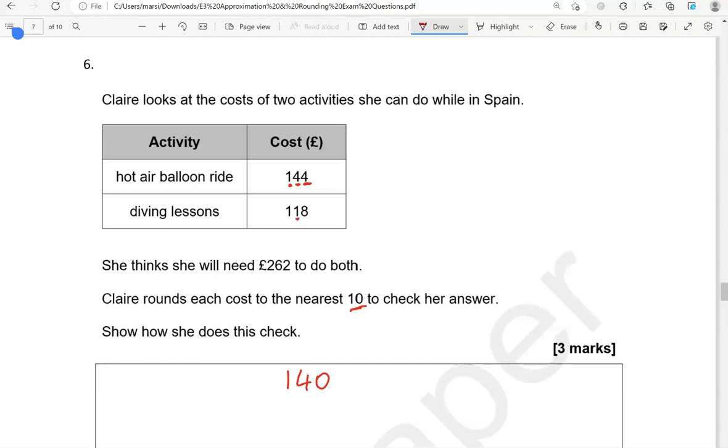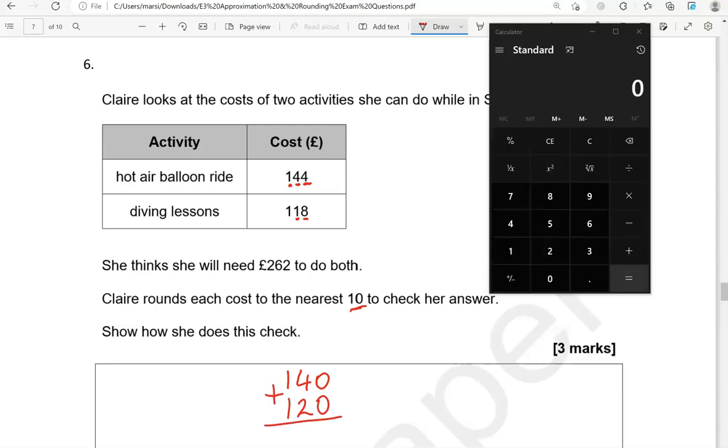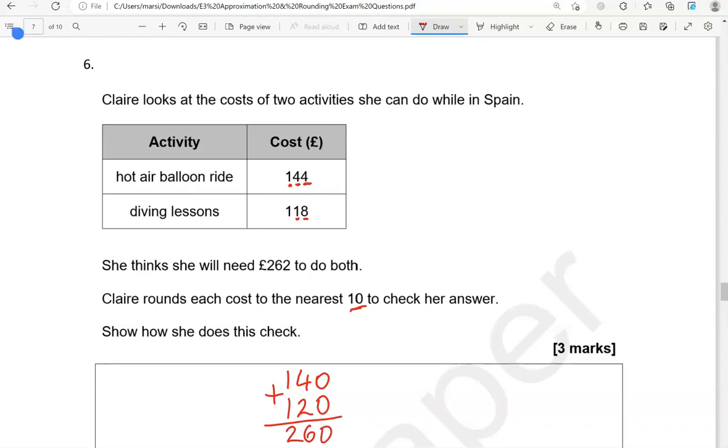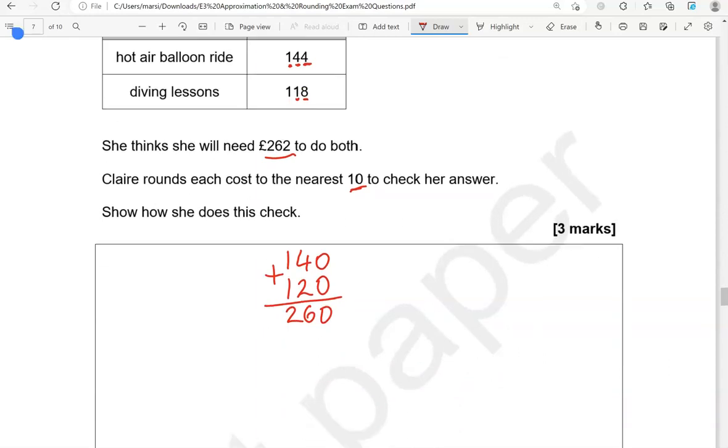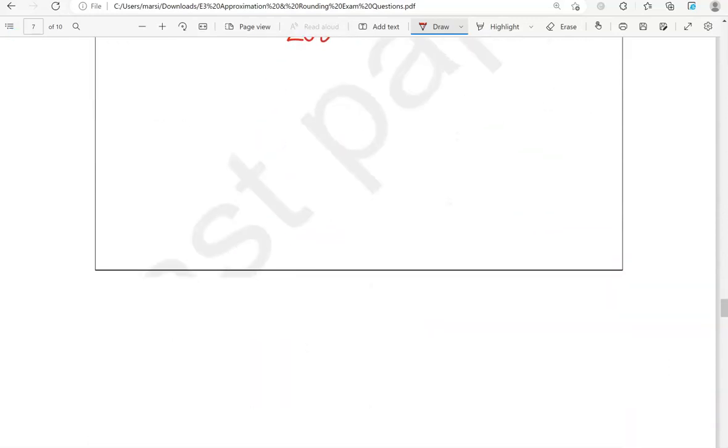118, that's the tens, and to decide we're going to look at the units. So that's an 8, over 5, so we're going to round this to 120. So we're going to round up. So using a calculator, we'll go 140 add 120, that gives us 260, which is indeed very close to 262. So that shows that Claire has done the calculation correctly.